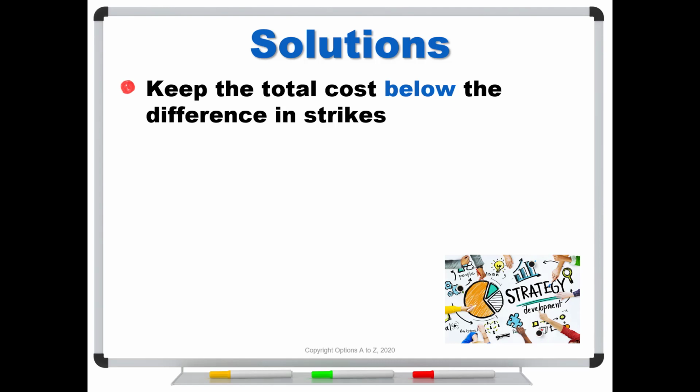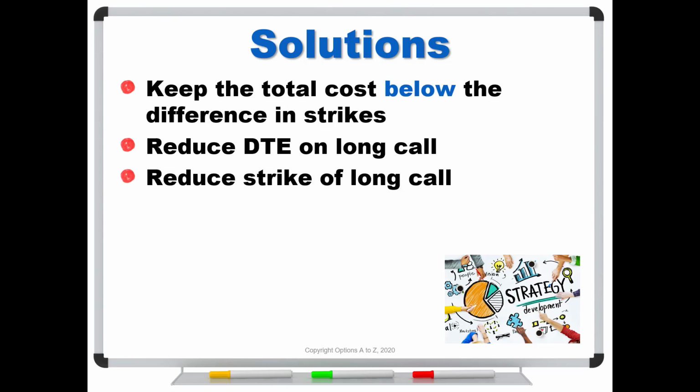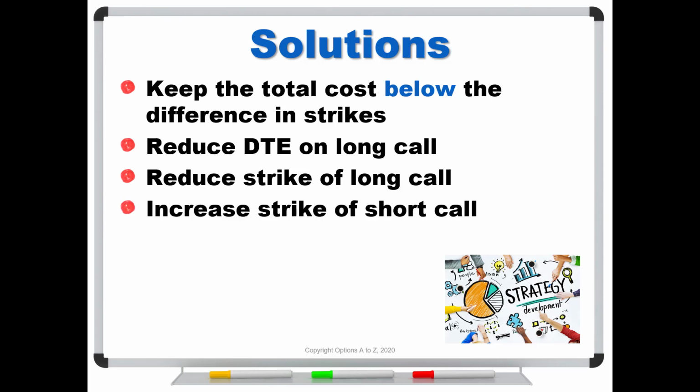So you could either reduce the days to expiration on the long call, you could reduce the strike of the long call, which is going to give you more deltas. You could increase the strike of the short call, or you could also increase the days to expiration on the short call, or any combination of these four. Just make sure that the total cost is below the difference in strikes, and you'll never step into the trap.